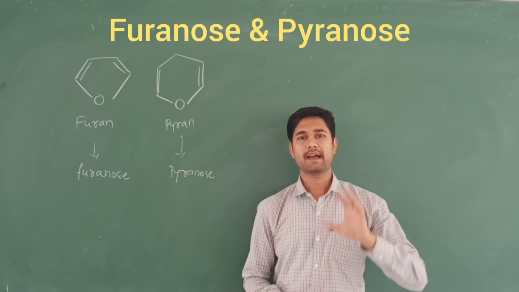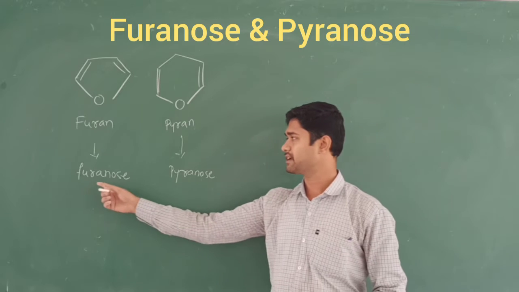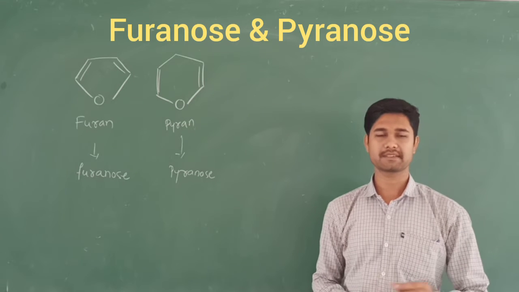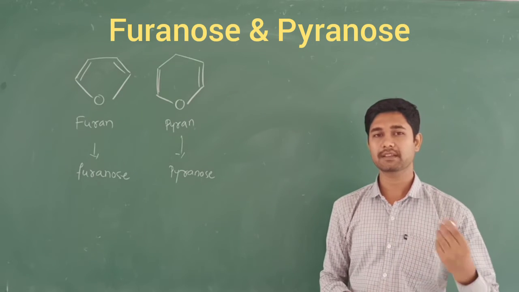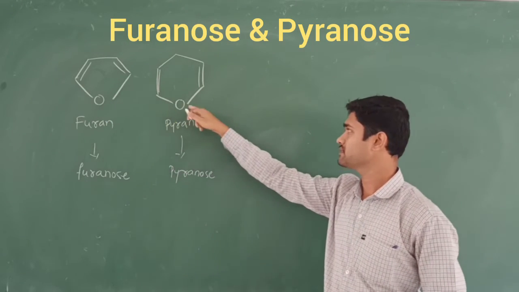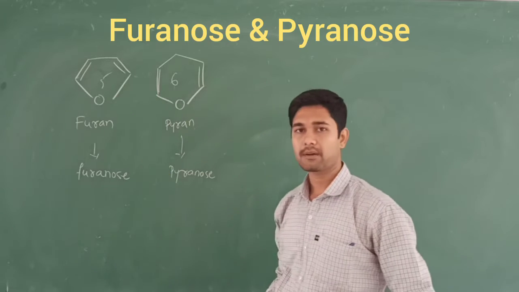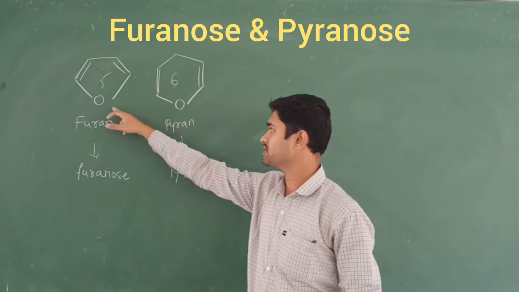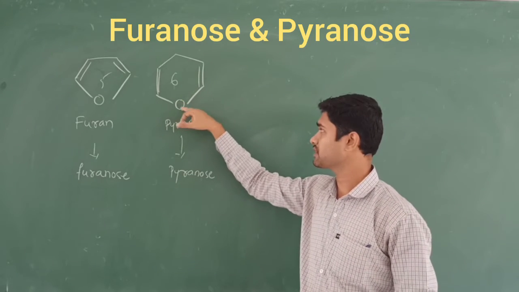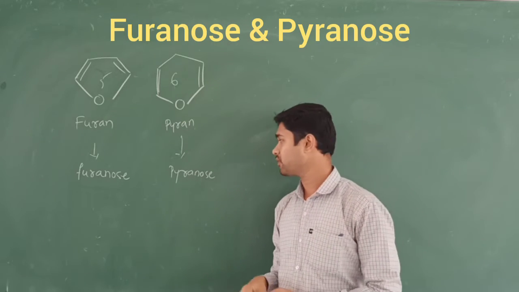Before studying the Haworth structure, which is in the form of a cyclic structure, we are going to study furanose and pyranose. You know that carbohydrates form a cyclic hemiacetal, meaning they contain a 5-membered ring or a 6-membered ring. The 5-membered ring we call furan, and the 6-membered ring we call pyran. If the carbohydrate contains a 5-membered ring along with oxygen, we call it furanose. If it contains a 6-membered ring along with this oxygen, the heteroatom, we call it pyranose.